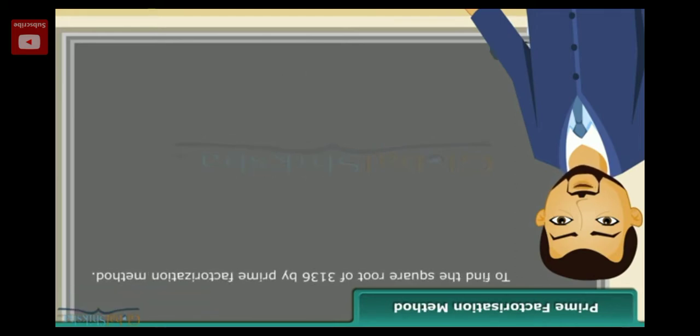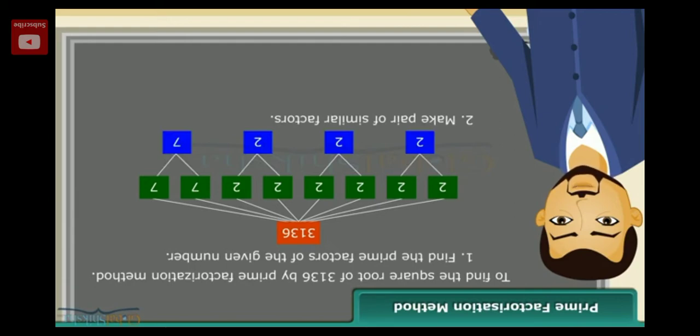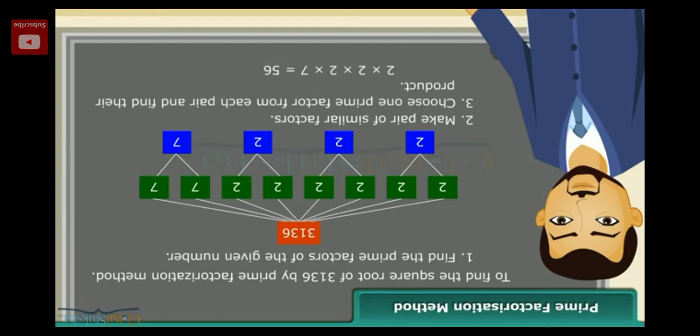Now we will try to find the square root of a number by the prime factorization method by following some steps. First of all, find the prime factors of the given number. Now make pairs of similar factors. After that, choose one prime factor from each pair and find their product. The product thus obtained is the square root of the given number.